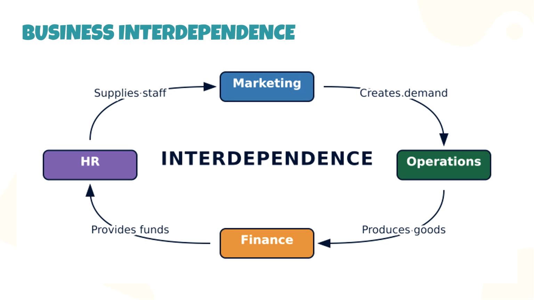Now let's have a look at business interdependence. Last week we went through this briefly. So let's have an example where there is an increase in demand for a business's goods. This increase in demand puts pressure on the operations to produce more goods in order to meet the customer demand. When more goods are produced to meet the high demand, this increases the revenue and increases the budget for finance and provides more funds that the business can use.